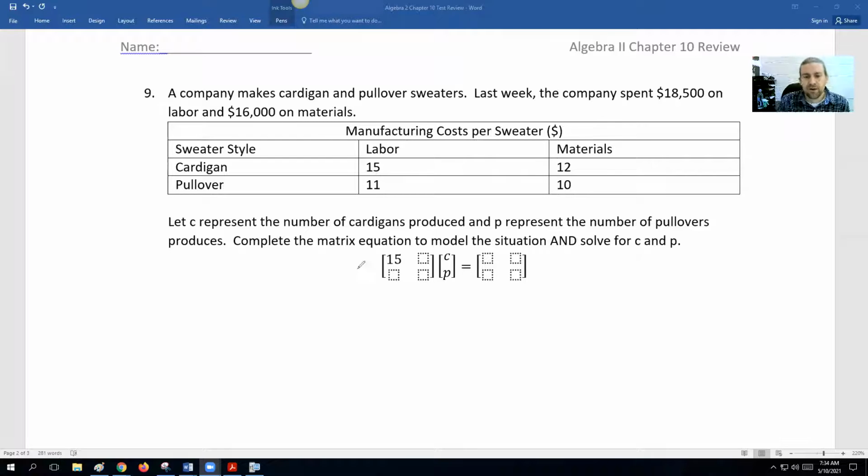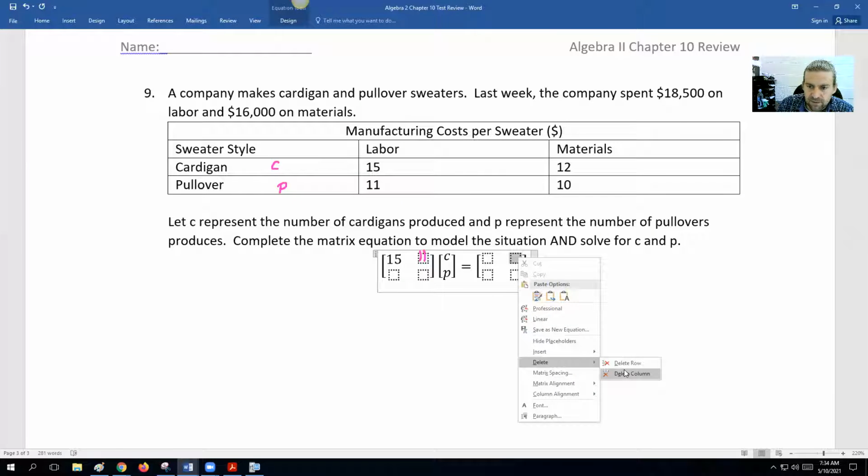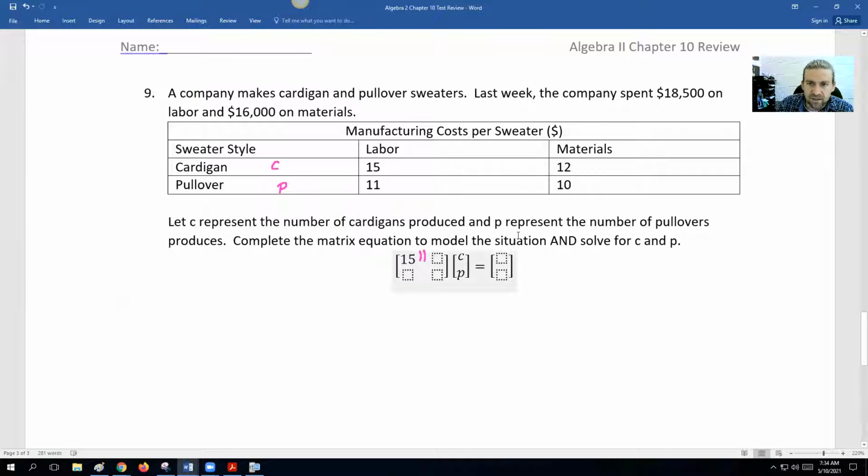Okay, so let's look at this matrix here. We've got the labor here and the materials. We can call this C and call this P. We know that if we had 15 cardigans and 11 pullovers, it would have to equal, oh, you know what? I just realized I need to edit this. This should have delete column. I'm probably going to have to print these off again. Oh, well. That should just be one blank. Let me go ahead and try that again.